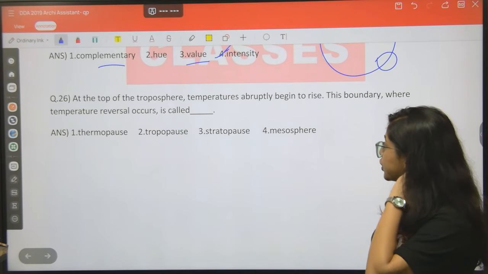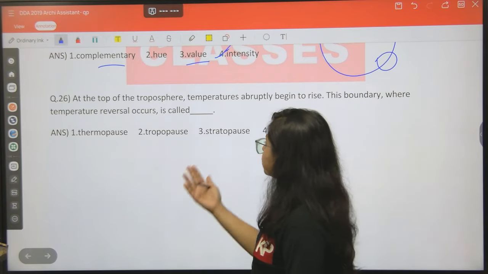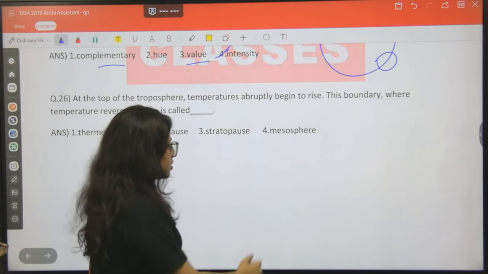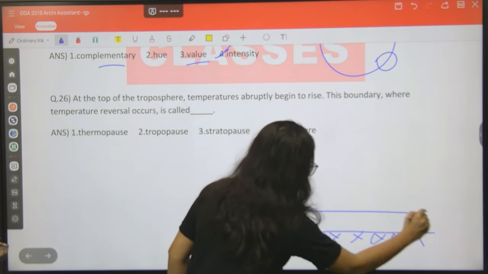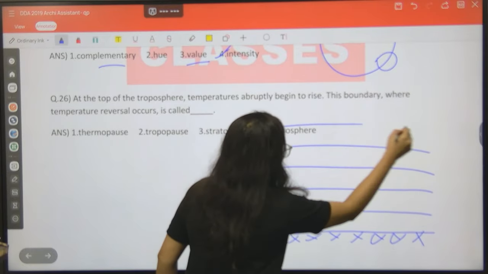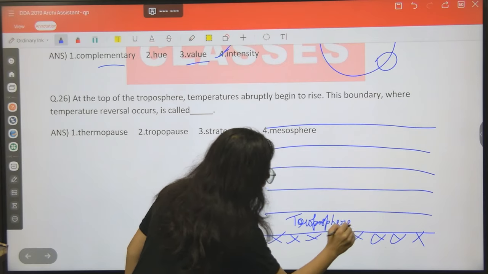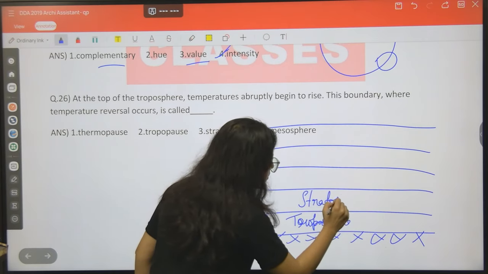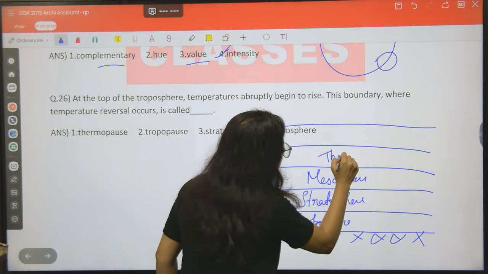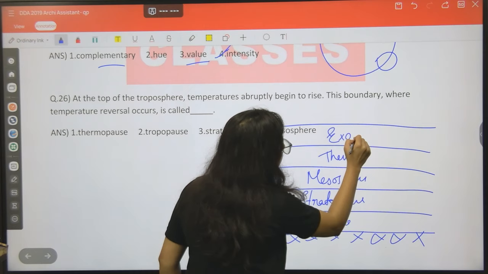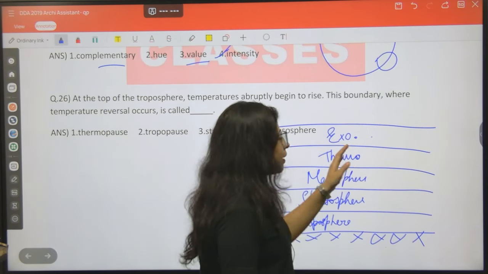Next, at the top of the troposphere, temperature abruptly begins to rise. This boundary where temperature reversal occurs is known as thermopause, tropopause, stratopause, or mesosphere? You should be aware that the atmosphere of Earth has 5 layers. What are the 5 layers? You have troposphere, stratosphere, mesosphere, thermosphere, and exosphere. Okay, tropo, strato, meso, thermo, exo. Sometimes you must have also heard about ionosphere. That is a part of your thermosphere only.